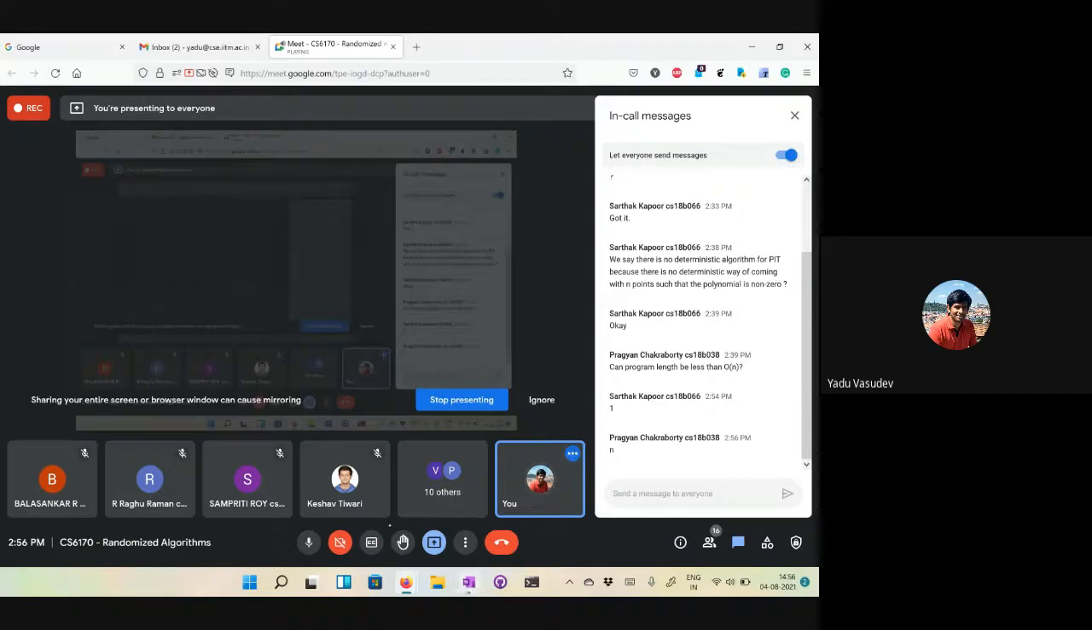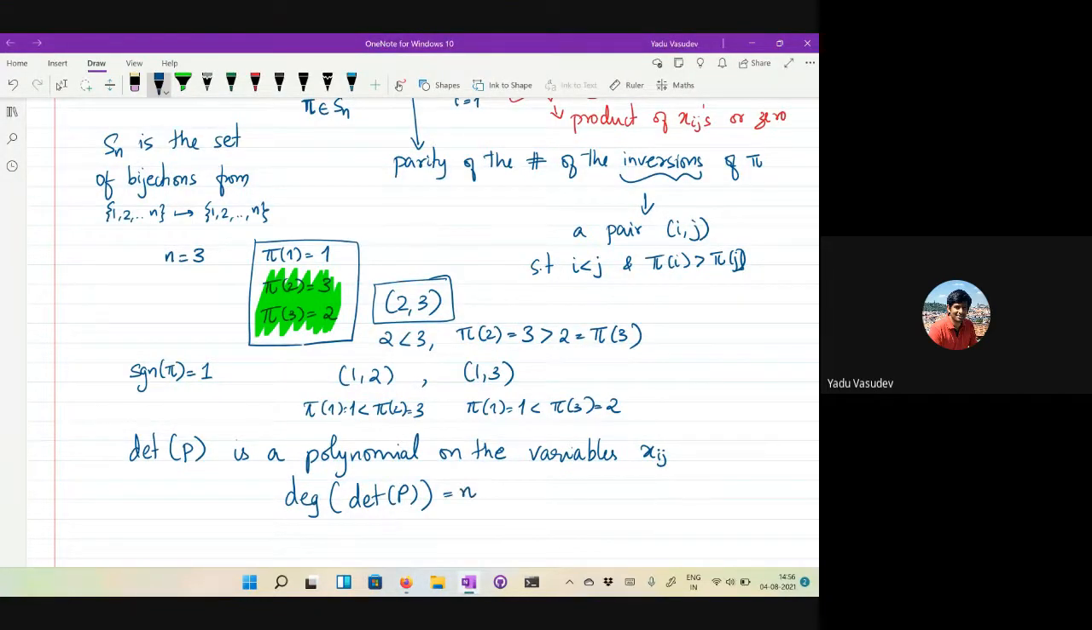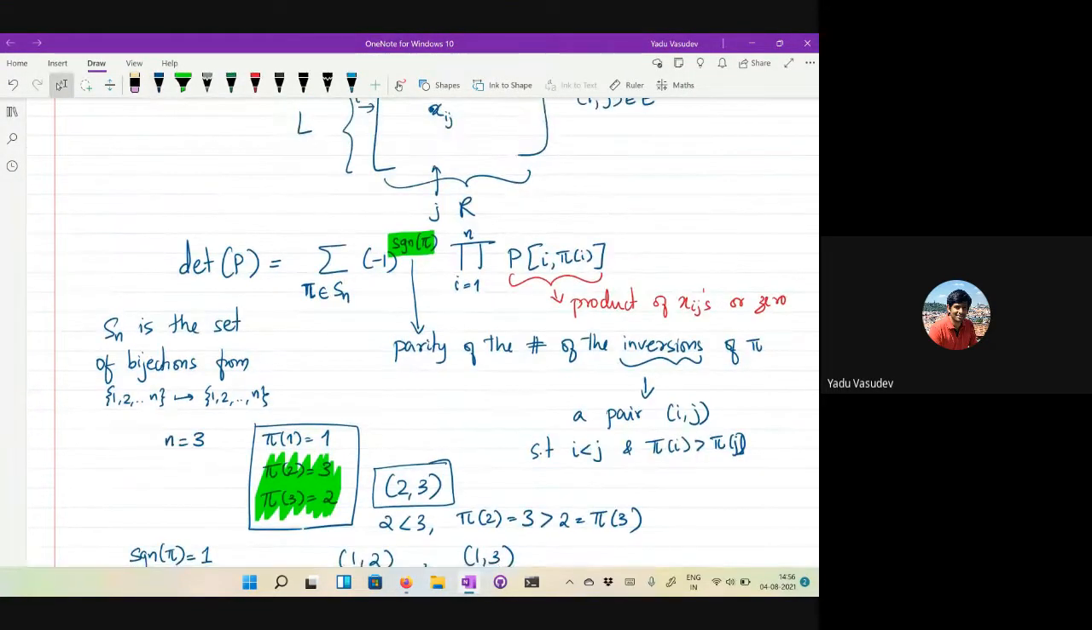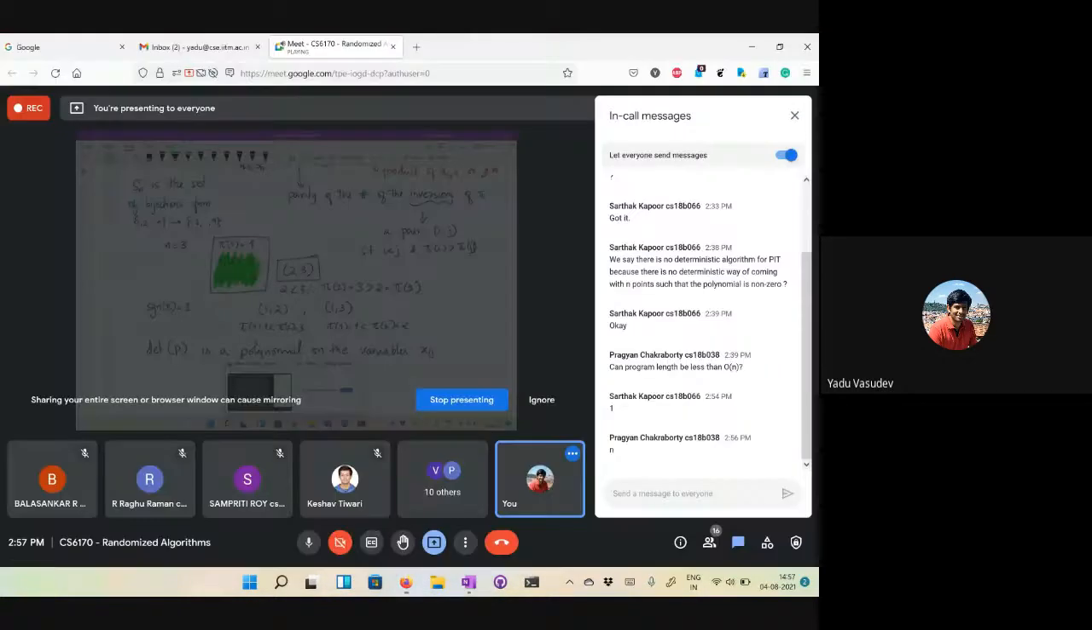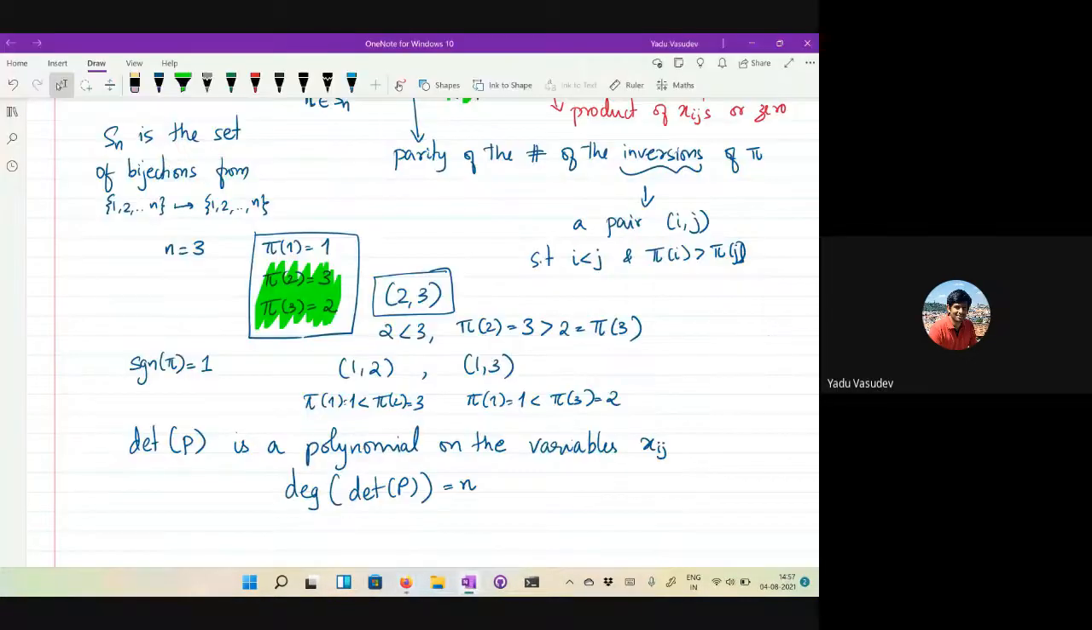N, yeah. The degree of the polynomial is n because in every term, every monomial, this quantity here is a monomial of this polynomial. Each entry Pij is one variable and you're multiplying n variables and there is no exponent for any of the variables. So the degree of this polynomial is n, okay? Any questions so far?